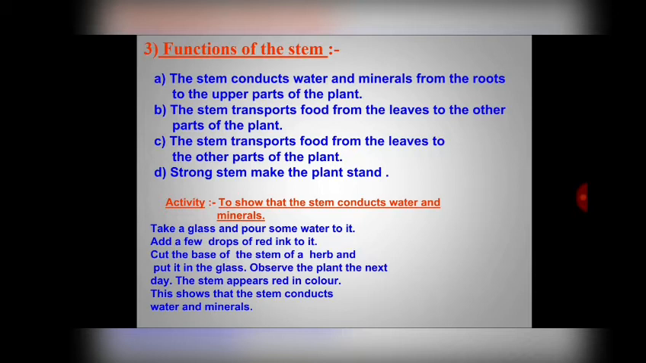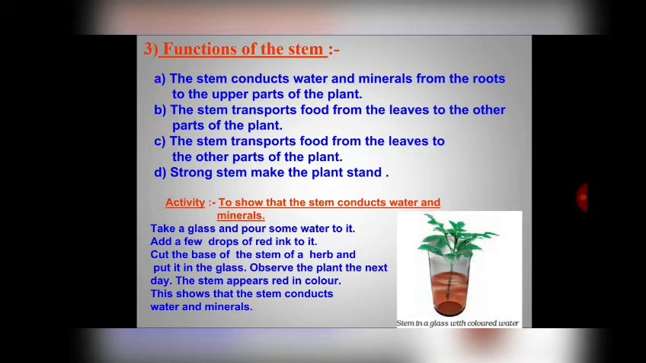Yes, the stem appears red in color, and this shows that the stem conducts water and minerals. If you do this experiment, you will find that the red water has entered the stem, and it has become red. So it shows that the stem conducts water and minerals. It takes water and minerals from the root, and it transports them to the upper part of the plant.